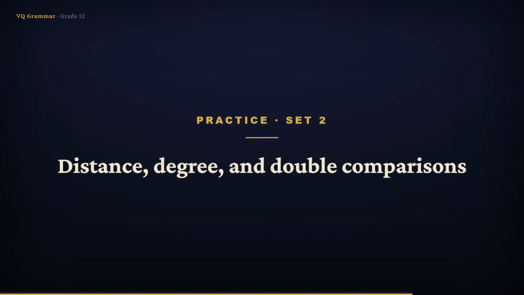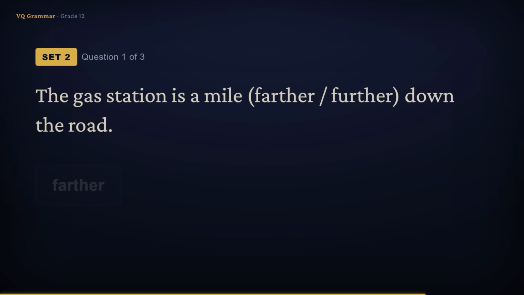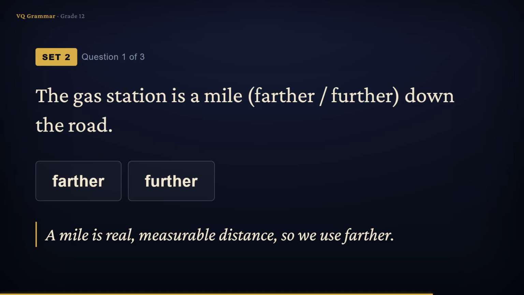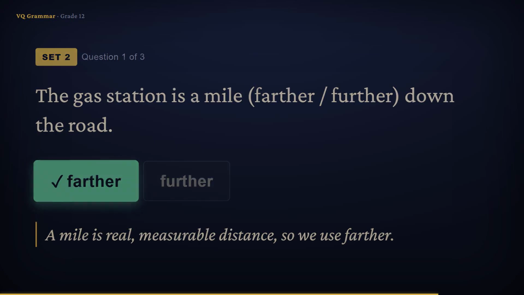Now the second set. These sentences test farther versus further, and they hide a double comparison too. Decide what each one really means before you choose. Pause and answer before I reveal each one. The gas station is a mile blank down the road. Farther or further? A mile is real measurable distance, so we reach for farther. The gas station is a mile farther down the road.